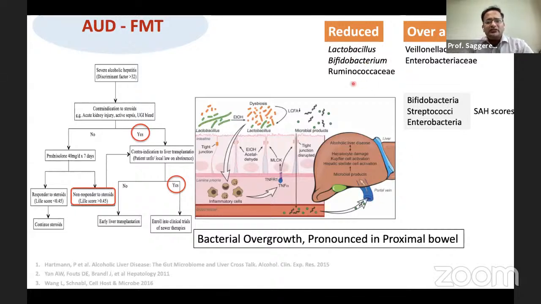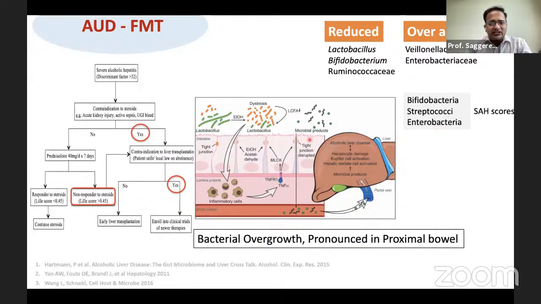As we know, Lactobacillus, Bifidobacterium, and Ruminococcus are the good ones. They are reduced in alcoholic liver disease. The initial works, and most of the work in dysbiosis or gut microbiome, has mainly been done on alcohol-associated liver diseases. And there is also an overabundance of the bad ones here. It has also been shown that their abundance proportionately increases with the severity of alcoholic hepatitis, which is the most severe form.